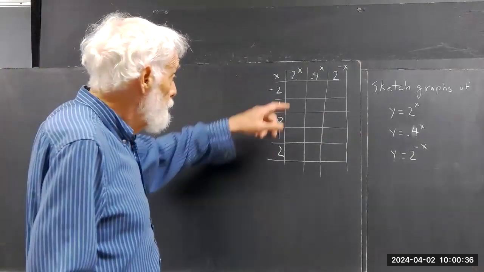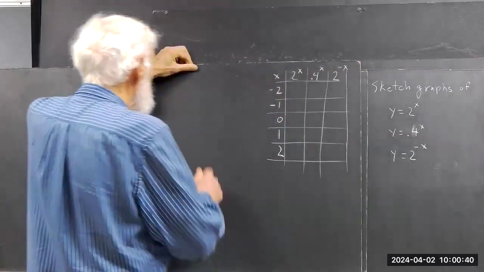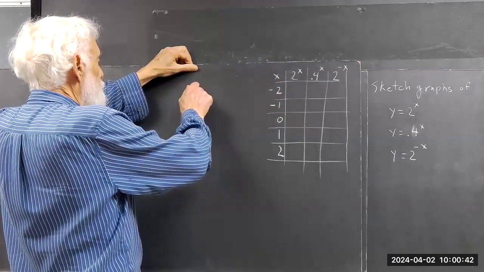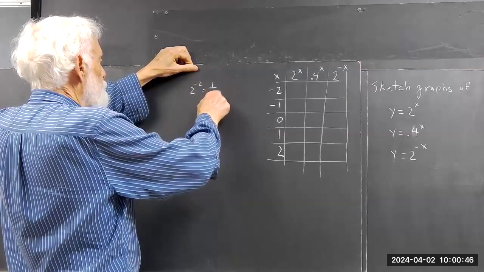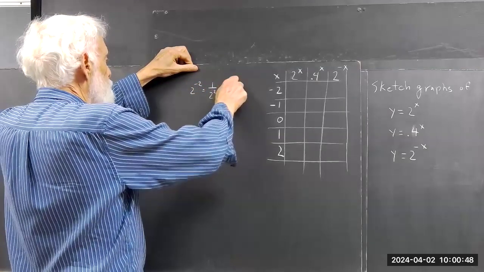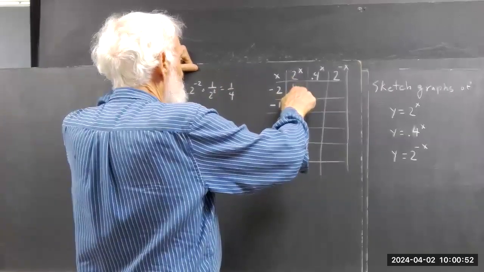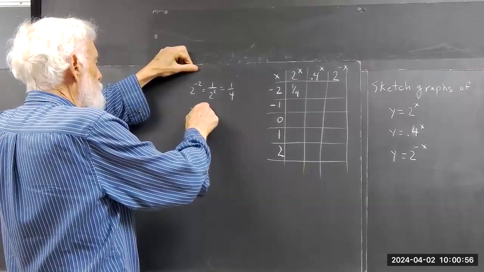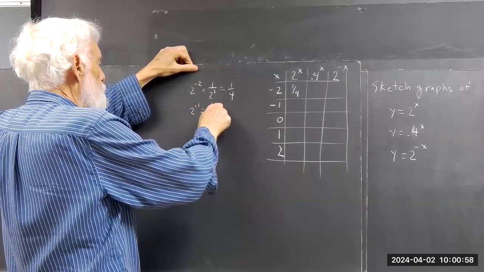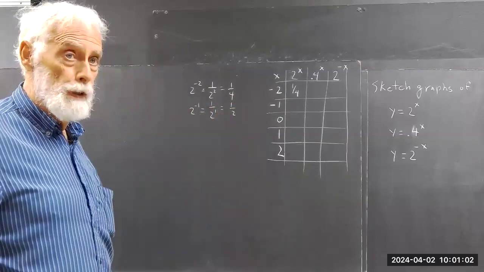Okay, so 2 to the x. Well, we can do calculations. 2 to the negative 2 equals 1 over 2 squared, which is 1 over 4. So this is 1/4. 2 to the negative 1 is 1 over 2 to the 1, which is 1/2. And this is just by definition of negative exponent.